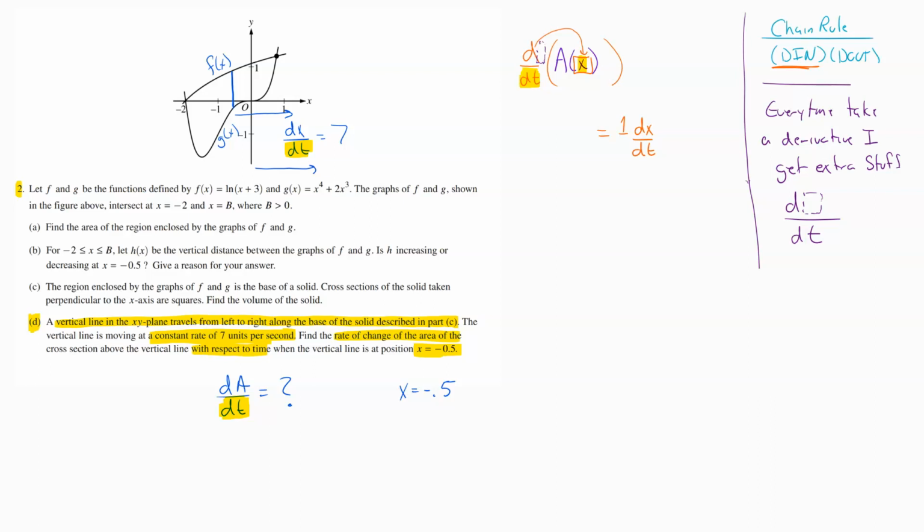The weirdness when you're doing the chain rule with implicit differentiation is the only piece that gets the extra stuff is the d in, because you're multiplying these two things together. If you think about it, with your product rule and your quotient rule, you're adding and subtracting pieces, so everybody needs the extra stuff.